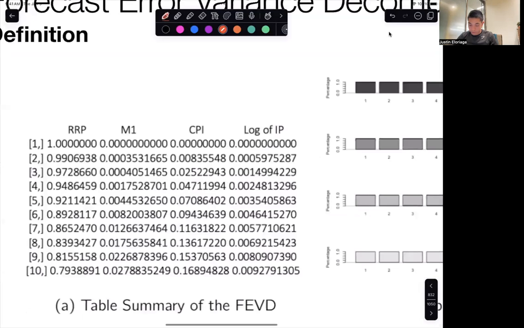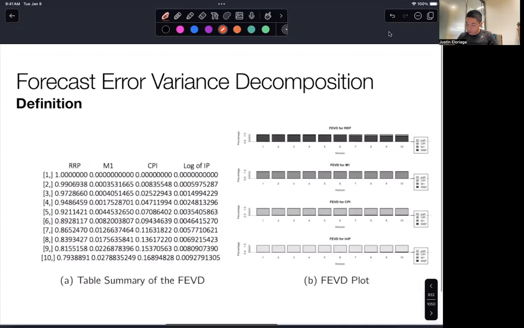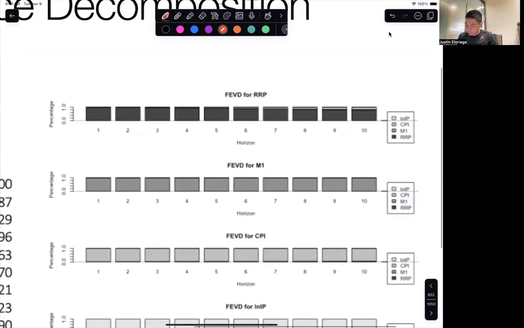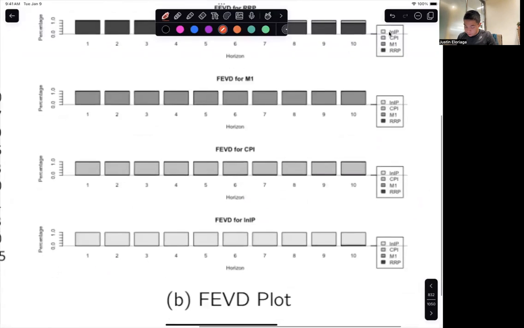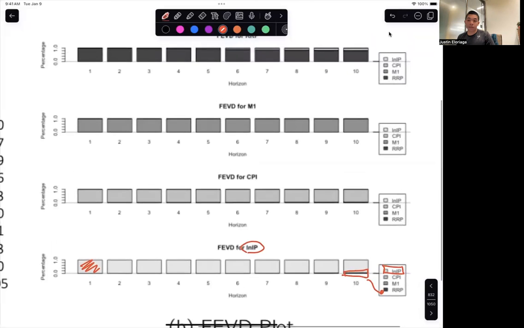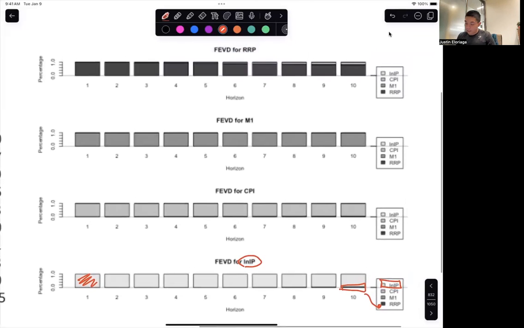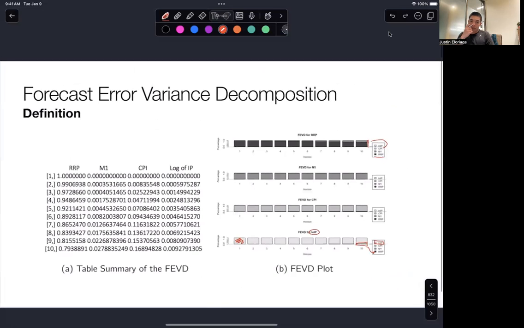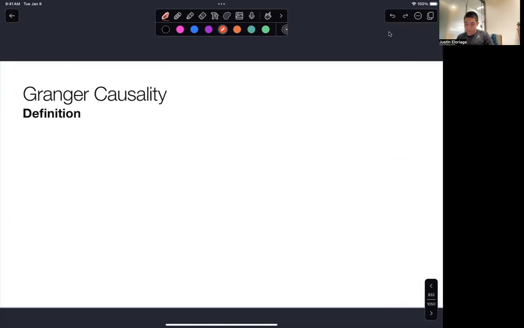So for example here, in this particular case, let's do industrial production. The majority of the share, that's this light blue, is by industrial production, but some of it can be explained by, say, the RRP. Some of the forecast error can be explained by other things there. In here, for example, for the RRP, the majority is explained by the RRP, but some things here can be explained by the CPI and so on. So that's the forecast error variance decomposition, right?